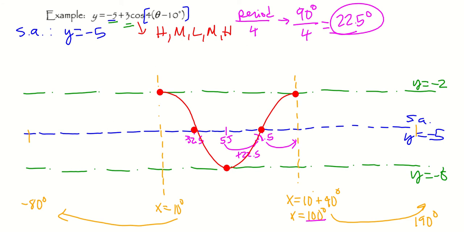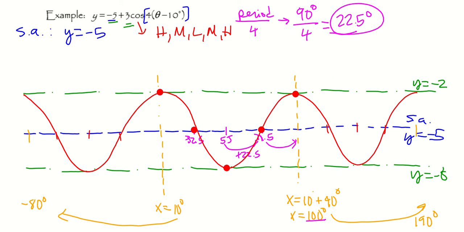And I'm going to repeat my cycle. Splitting this in fourths, I go high, mid, low, mid, high. Coming back, again in fourths, I'm going backwards this time: high, mid, low, mid, high. And I have done a graph of my sinusoid, my transformed cosine.